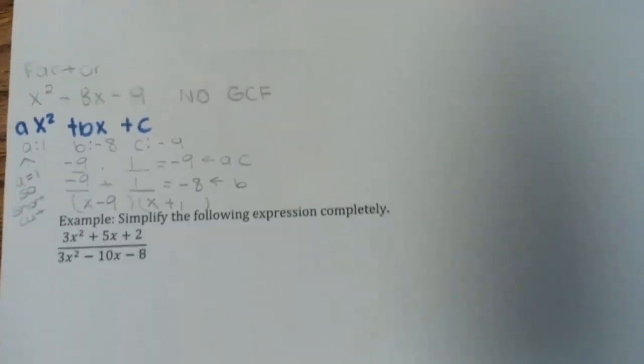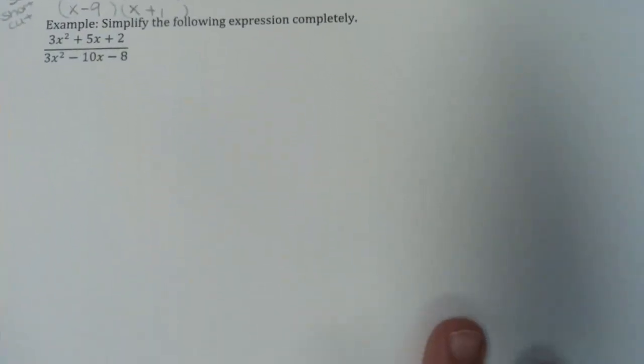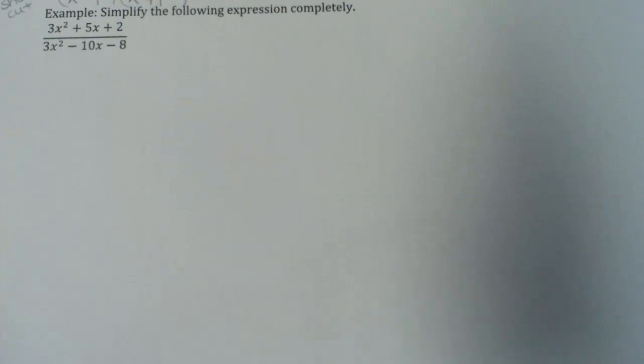All right, next example. If you need to pause it, go ahead and pause it. But let's go ahead and go to the next one. So simplify the following expression completely. 3x squared plus 5x plus 2 all over 3x squared minus 10x minus 8. Let's go ahead and put this in factored form. So down here, let's factor.